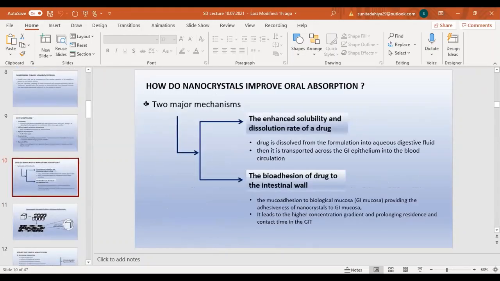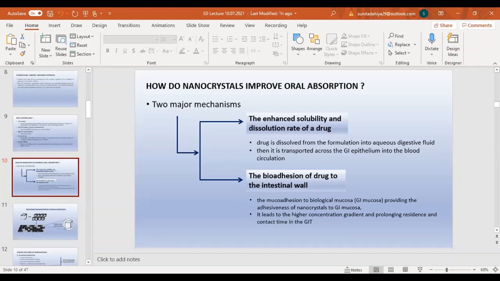Now, compared to the other approaches, how do nanocrystals improve oral absorption, right? Because we talk about this approach being used when the drug has a solubility problem. So we know that if the drug has a solubility problem, it will show dissolution rate limited absorption. That means before it reaches the absorption stage, the dissolution will become very, very slow. And that's why we say that it is dissolution rate limited absorption. So what we need to do is focus on enhancing the dissolution.